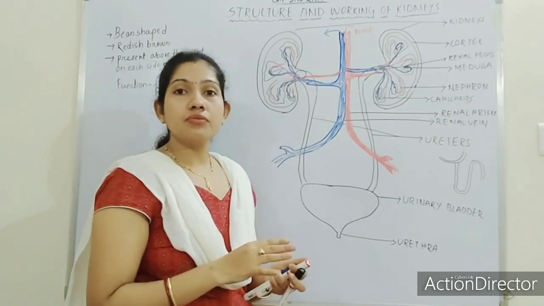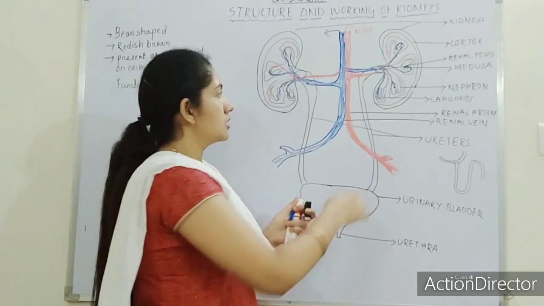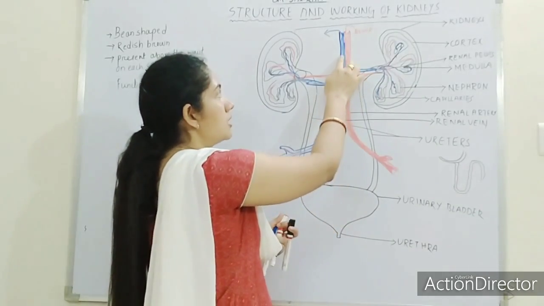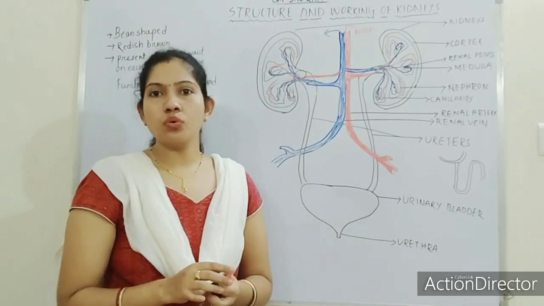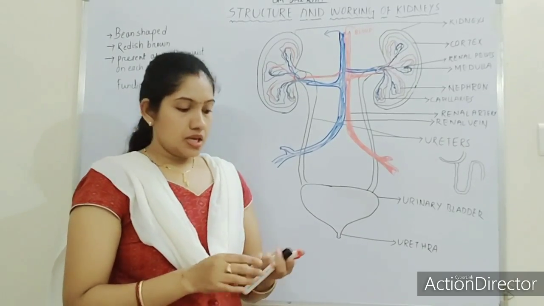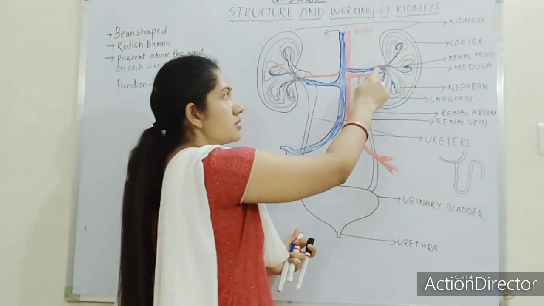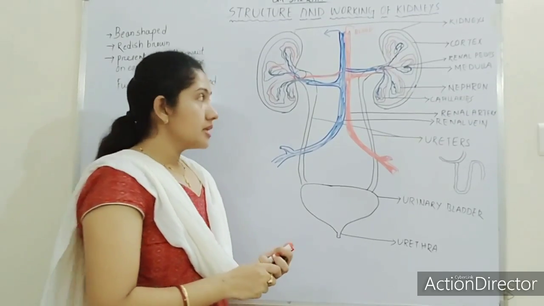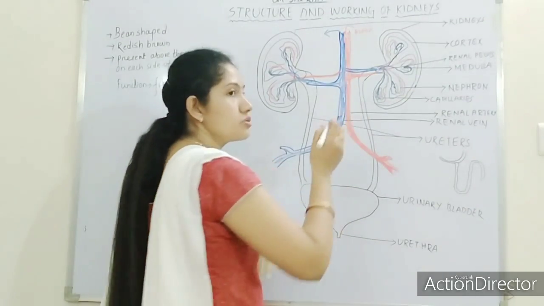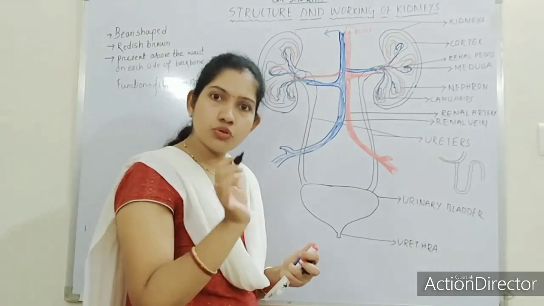This renal vein will carry out the filtered blood and send it to the heart. Now, what about this straw colored liquid which is stored in the renal pelvis? That straw colored liquid is what is known as urine.